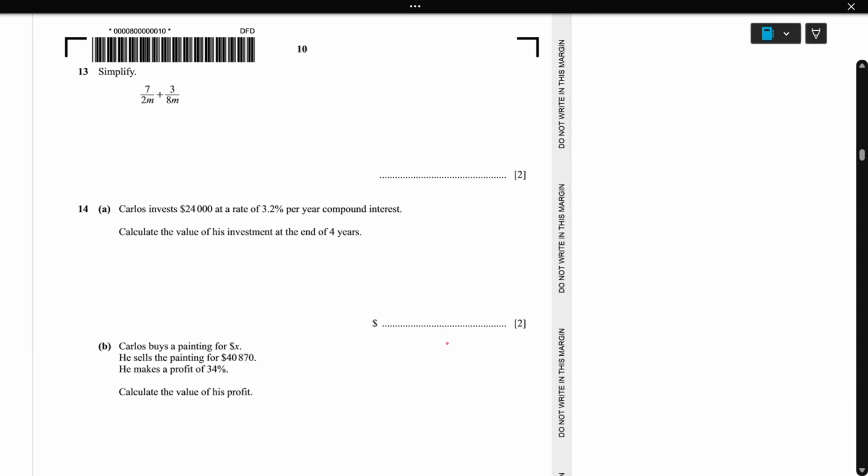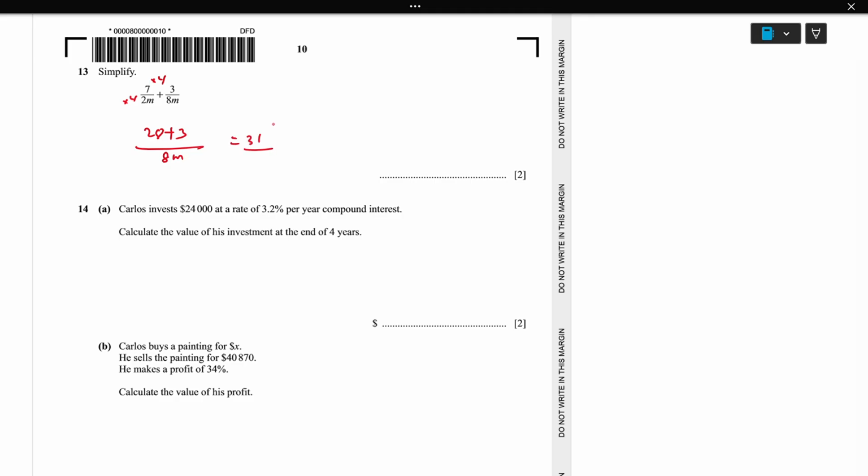Next, question number 13. Simplify 7 over 2m plus 3 over 8m. So we'll make the same denominator. Here we need to multiply by 4, multiply by 4. So 28 plus 3 over 8m, which is 31 over 8m. That's the answer, 31 over 8m.